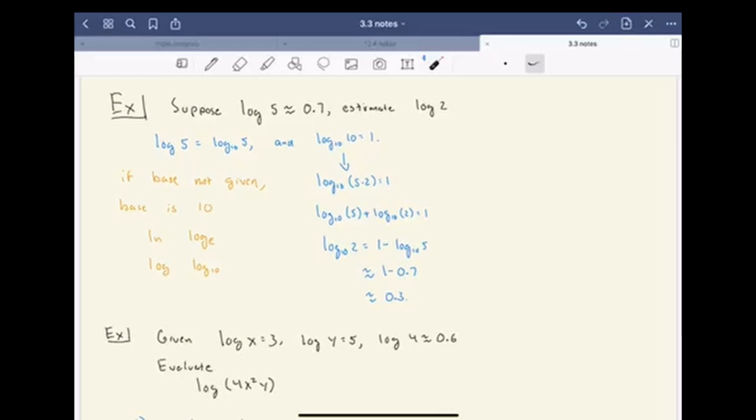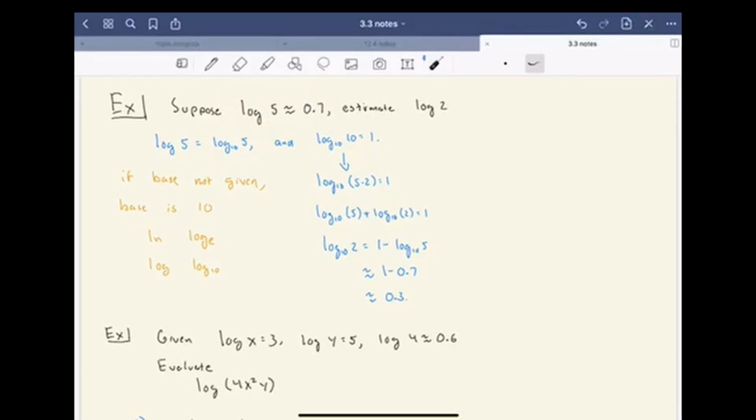But remember the rules we just learned. If we multiply 5 and 2 inside the logarithm, that means we can add the logarithms. So 1 has to equal log base 10 of 5 plus log base 10 of 2. Now, we know log base 10 of 5, we're given that it's 0.7.